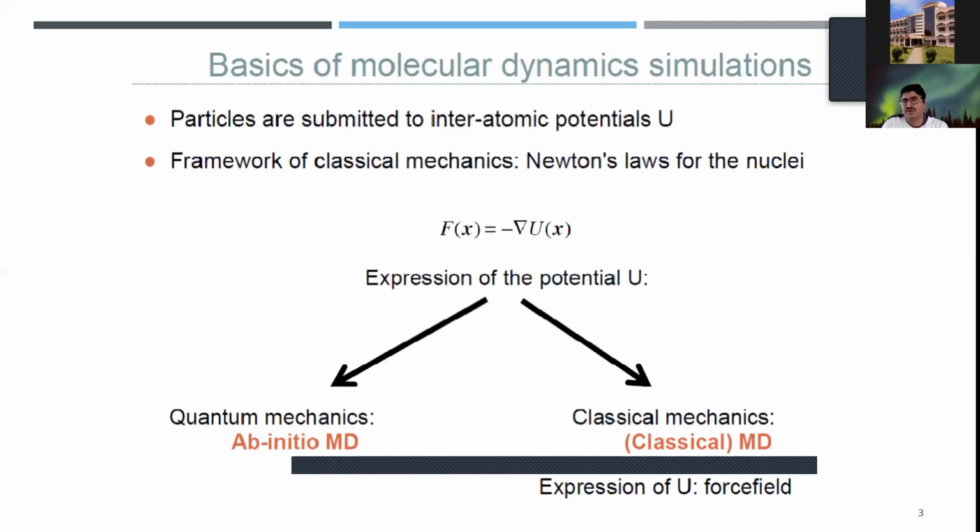We will not discuss quantum mechanics in much detail, but I just want to put these two things here: we can express this potential either in terms of quantum mechanics or in terms of classical mechanics. The basic difference is that in classical mechanics the potential is expressed in terms of a force field, while in quantum mechanics we use Schrodinger's equation to solve the expression of the forces between these atomic particles.